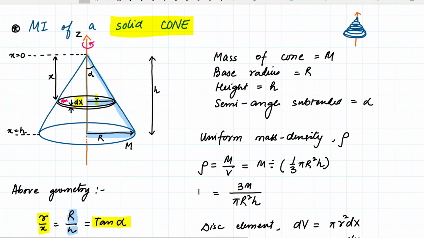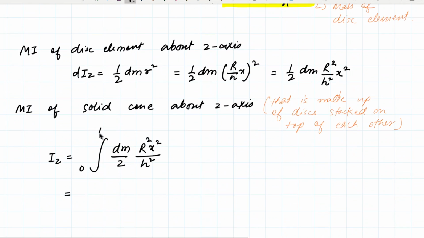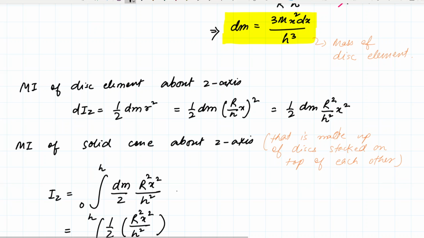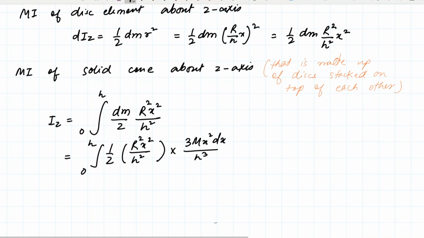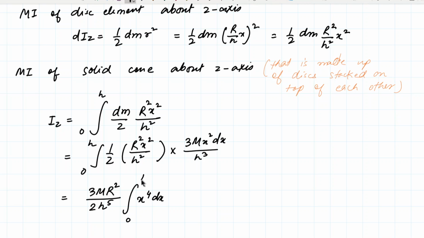We are integrating in terms of x, so x varies from 0 to h. So this becomes the integral from 0 to h of half R square x square upon h square, and we substitute the value of dm here, into 3M x square dx upon h cube. So this becomes 3 capital M R square upon 2 h to the power 5, x to the power 4 dx, from 0 to h.